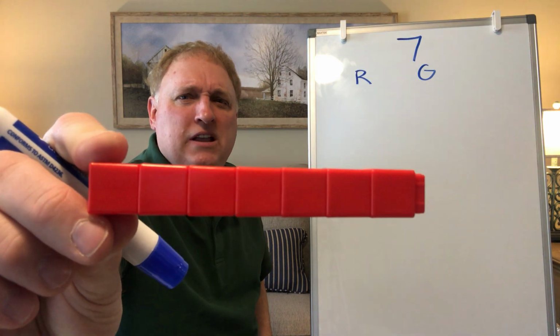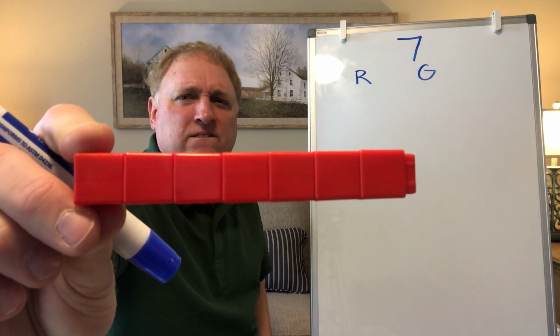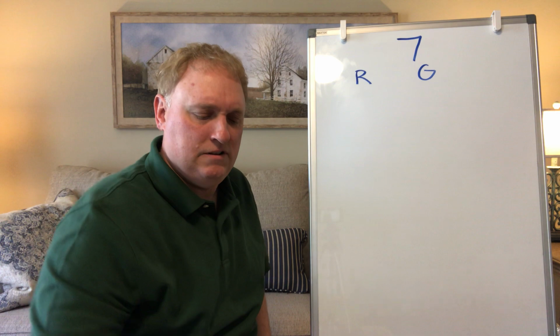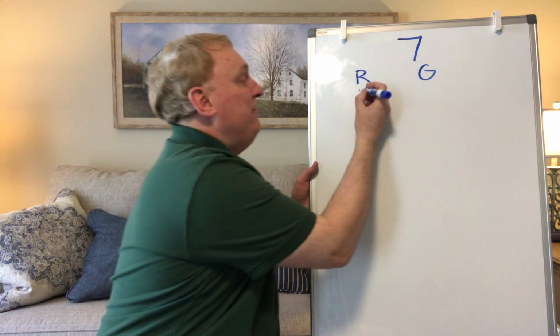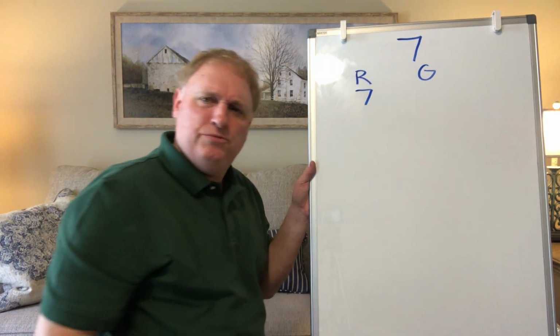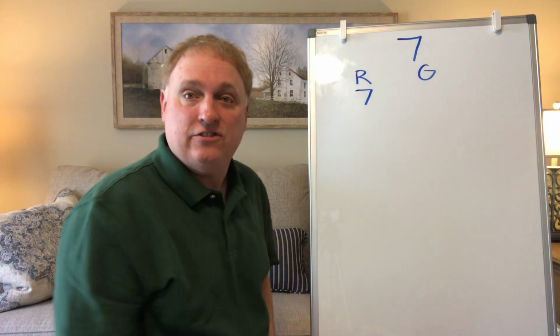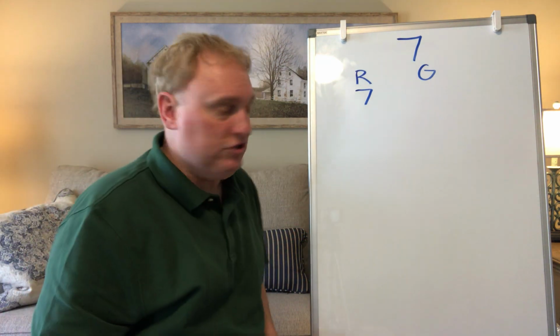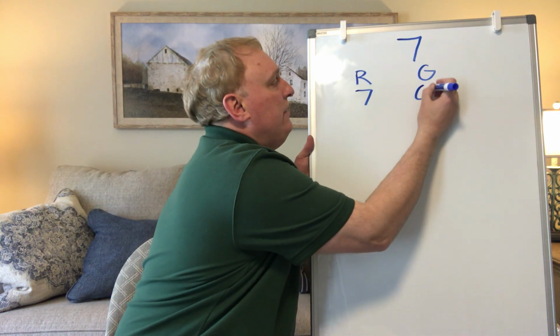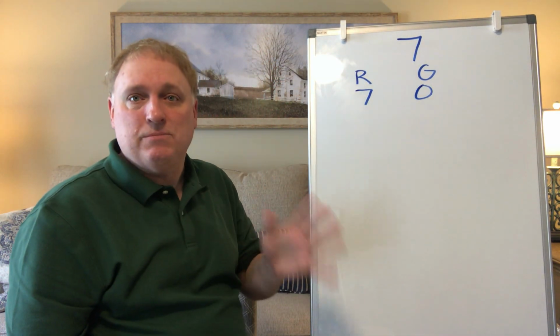Carefully count. How many red cubes do you see? Did you say 7? That's correct. How many green cubes did you see there? There wasn't any green cubes, right? Let's take a look again. Nothing green. So 0. Now let's make that into an addition number sentence.